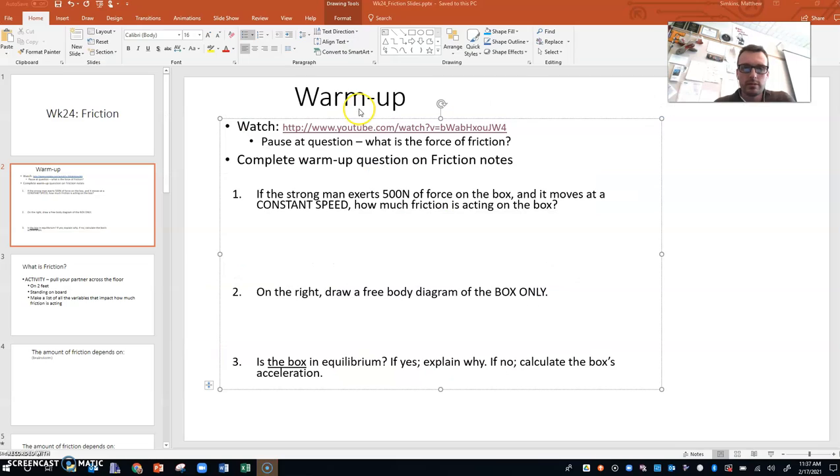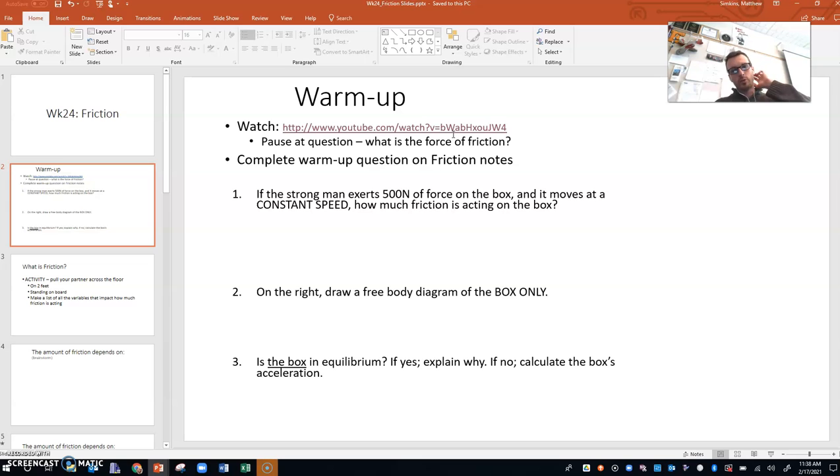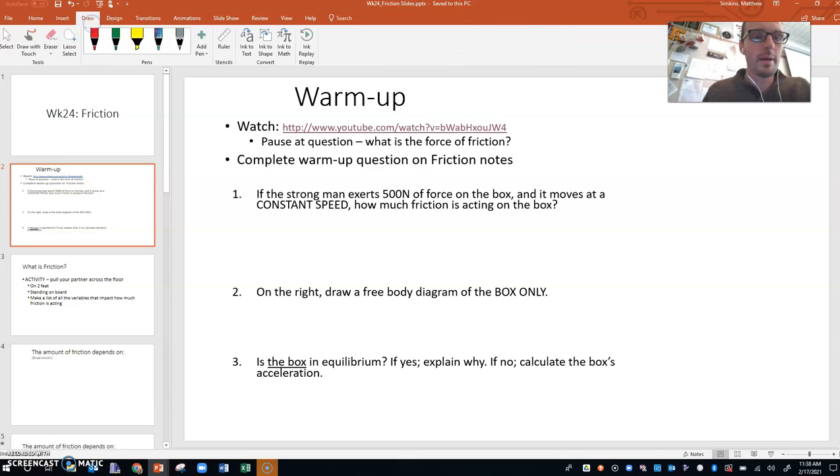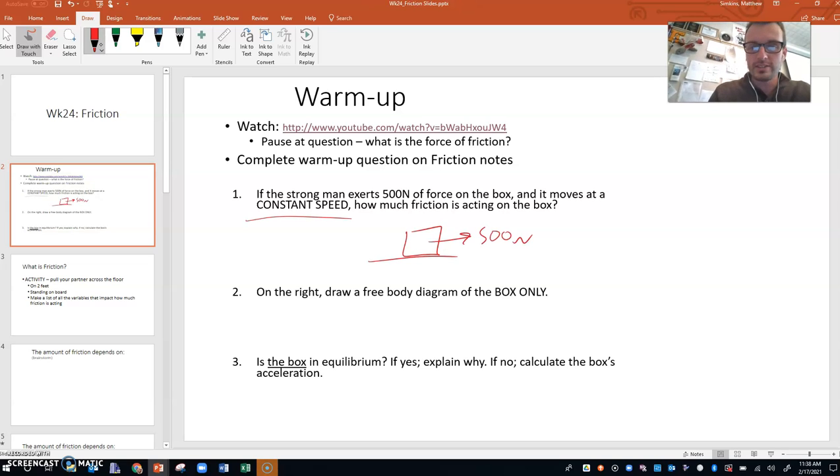All right, so let's hop back over to our slides here then, and we'll take a look at friction. This idea of friction is a force that opposes motion. We've defined it as that before, but let's get into the details of how this fleshes out. So here's the overview picture. If a strong man exerts 500 newtons of force on a box, and it moves at a constant speed, these words right here, constant speed, they are going to mean a lot to us. They mean that the net force, or the sum of all the forces, is 0. Not that there are 0 forces acting on it, but that if we add up all the forces, they add up to 0.